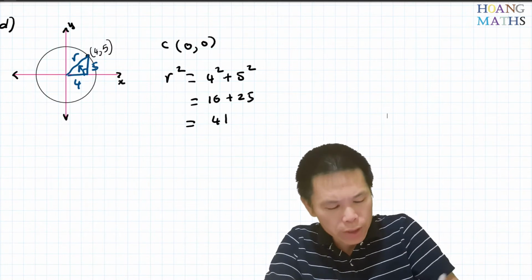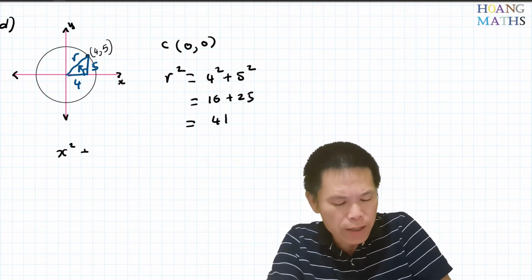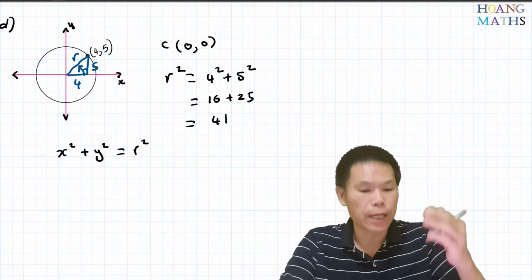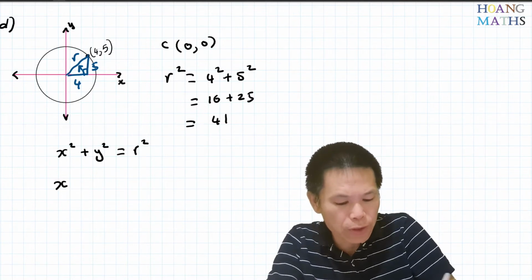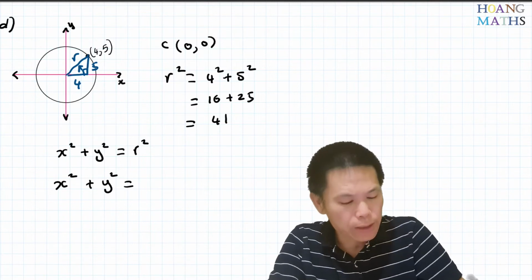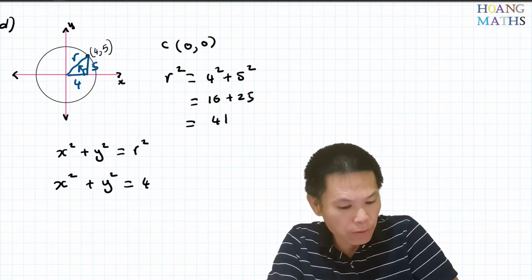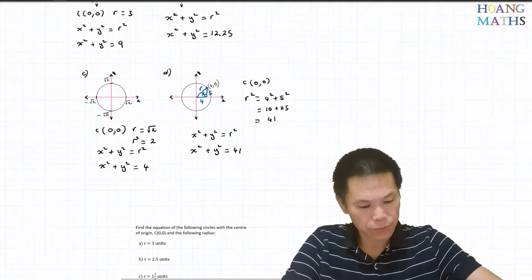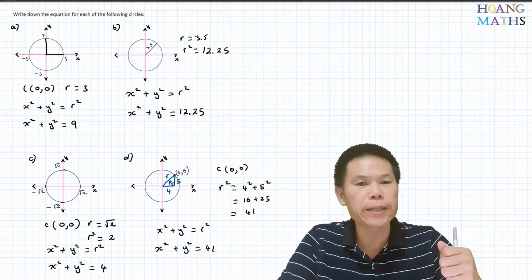So therefore, the general rule for this circle here is x squared plus y squared is equal to r squared. And r squared is 41. So therefore, the equation for this is x squared plus y squared is equal to 41. There you go. So hope you got all of them correct.